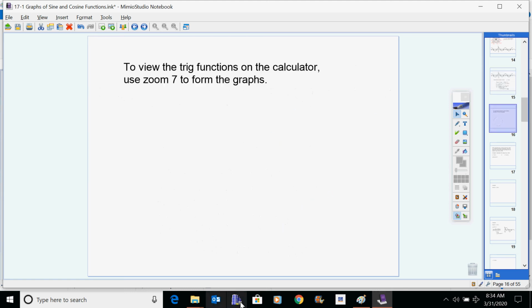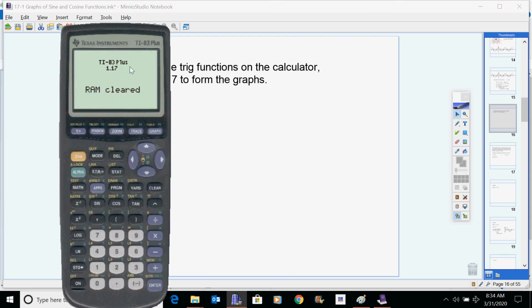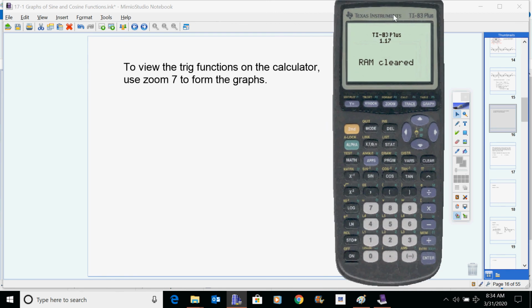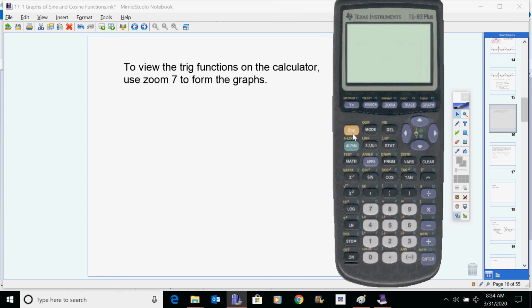All right, on the calculator, if you want to see the trig functions, you are going to use Zoom 7. Just as a really quick thing, if you hit y equals, I want to put it into radians, so make sure my radians are on. And I want to push y equals and enter the sine of x, and you want to see the graph. We're going to zoom, and it would be Zoom 7. That's the trig graph, so we want to see that.